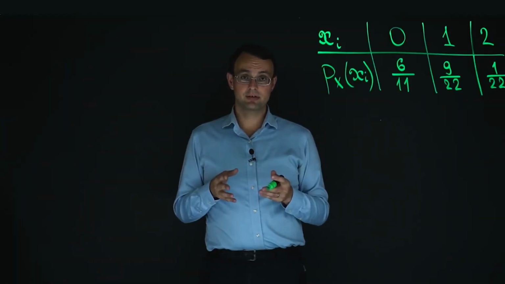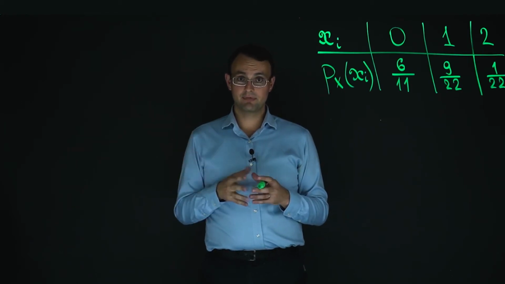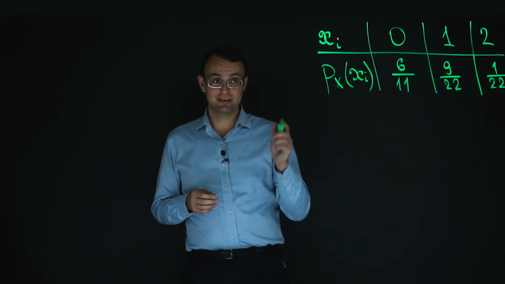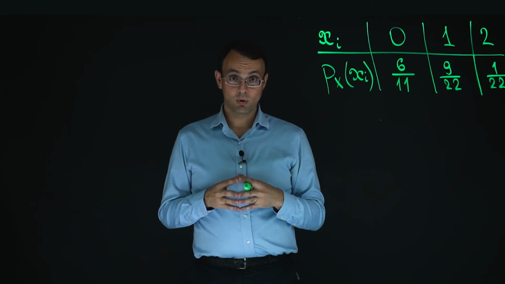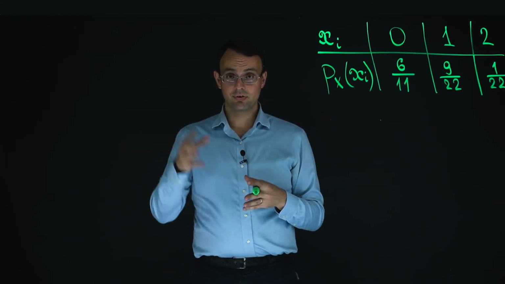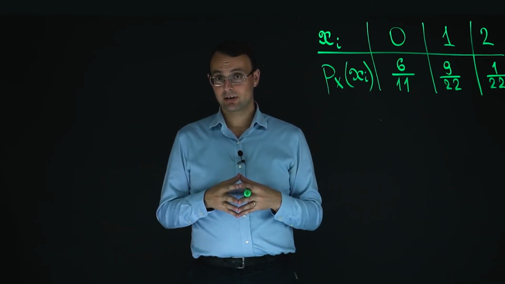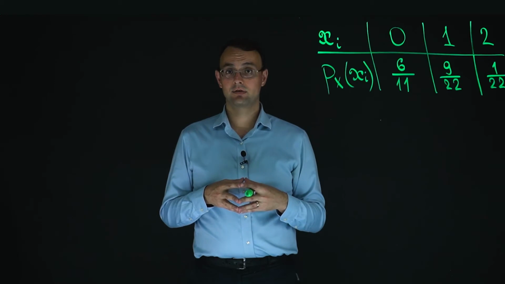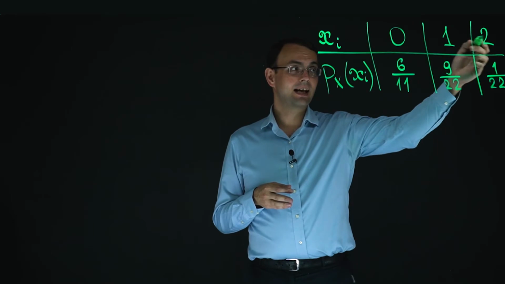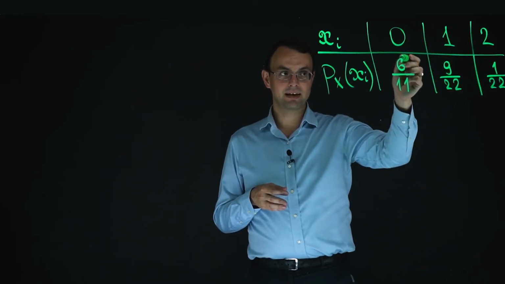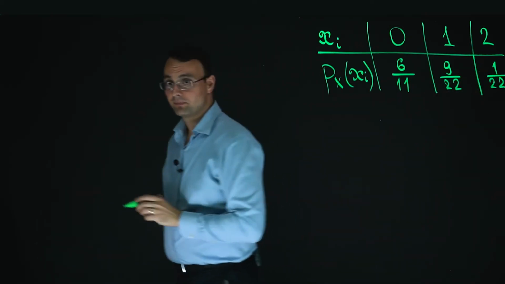Now, let's find the expected value, the variance, and the standard deviation of the random variable we already know. This is the distribution of the number of black balls when I choose 3 balls at random out of the box that initially contains 10 white and 2 black balls. And so this random variable can take 3 values, 0, 1, and 2, with probability 6 over 11, 9 over 22, and 1 over 22.